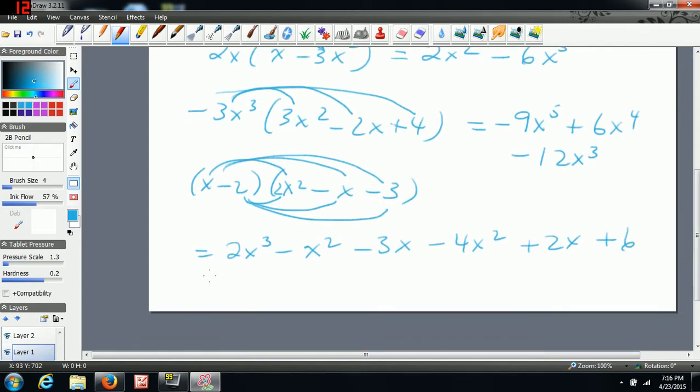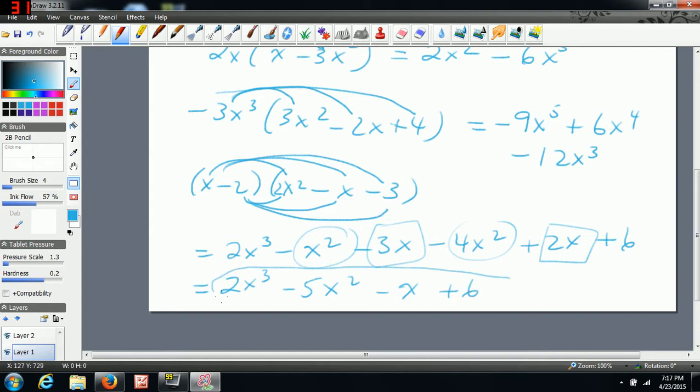At this point, you're going to see if you can collect like terms. Looking for the like terms, we see that these two are like terms and these two are like terms. So 2x cubed doesn't have a like term with it. Negative x squared minus 4x squared is negative 5x squared, because there is a 1 here. And then negative 3x plus 2x is negative x, and then we get plus 6. That would be our final answer. Okay? So that's multiplying a binomial and a polynomial.